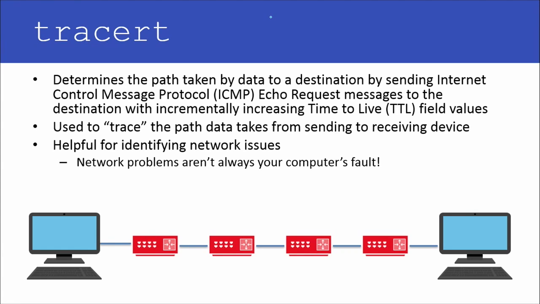It determines the path that data is going to take to a destination, typically across the internet or across a wide area network, by sending those same echo requests that we use with ping, but they have an incrementally increasing time to live field value. So there's a little extra data attached to those ICMP echo requests. Okay, we use it to trace the path data takes from sending to a receiving device.